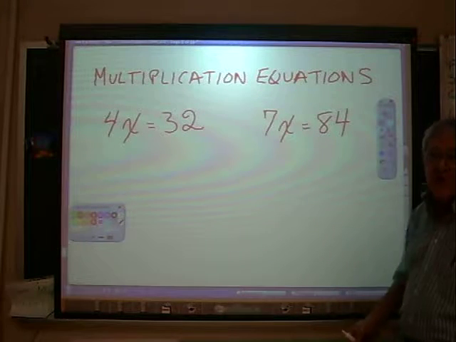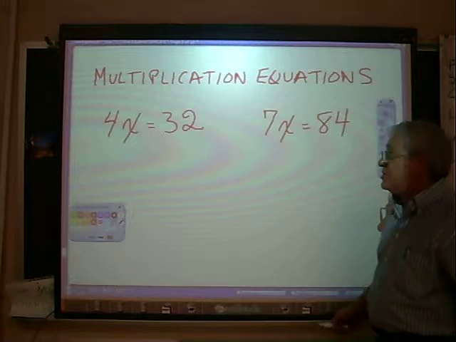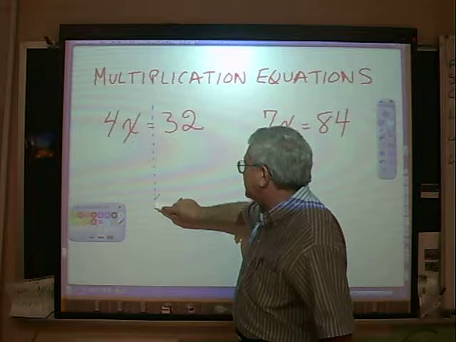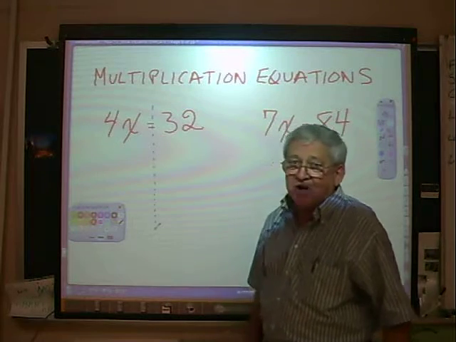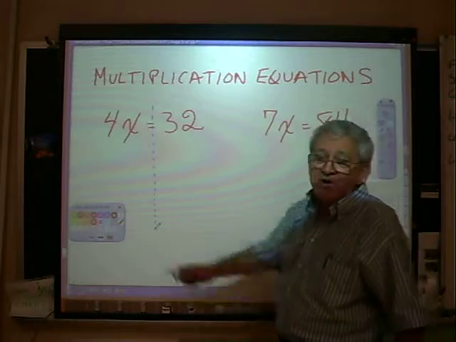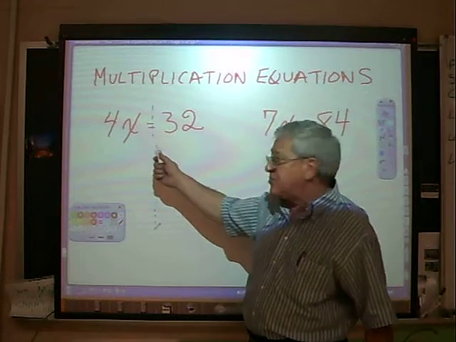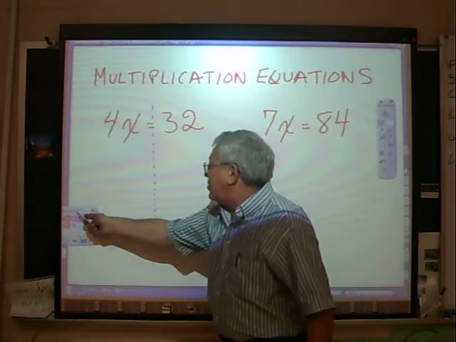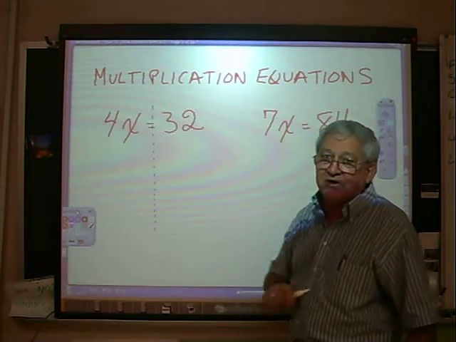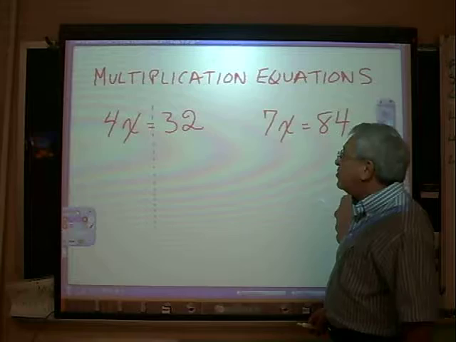Now multiplication equations, it's the same concept. Here's the stand that my balance scale is on. On the left side of my balance scale I have 4x, on the right side I have 32. So this is 4 times x is 32. And I don't really want to know what 4 times x is, I want to know what 1 times x is. 1x, one lonely x.